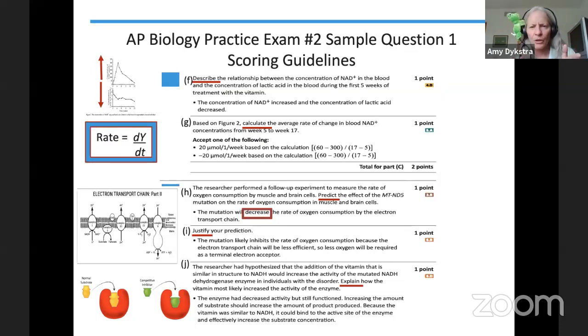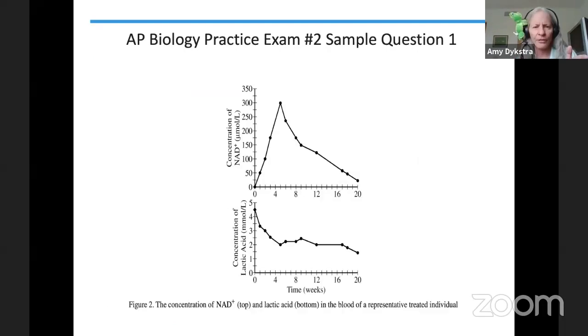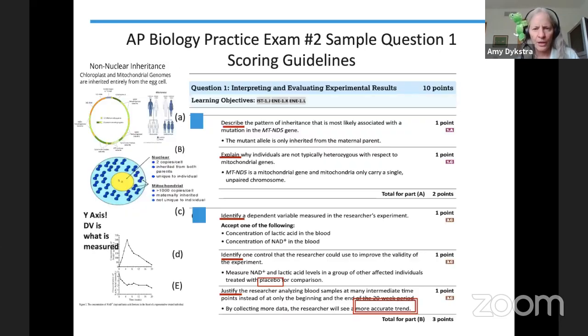Let's back up to the graph again one more time so we can see that graph a little bit better. Notice that it's just the first 5 weeks of the experiment, and that was the time period over which that concentration of NAD plus was going up. And then at the same time period, if you look on the bottom graph, you can see that the lactic acid was going down. Some of you might have expressed this as an inverse relationship, and that would be okay as well. That would also be acceptable. So let's go to the next one.